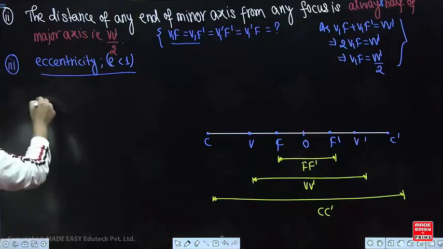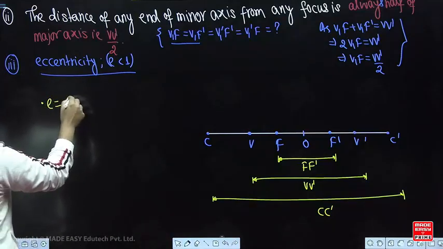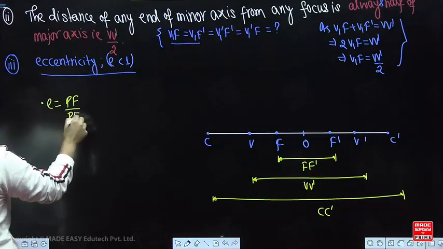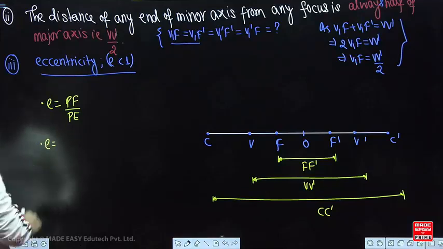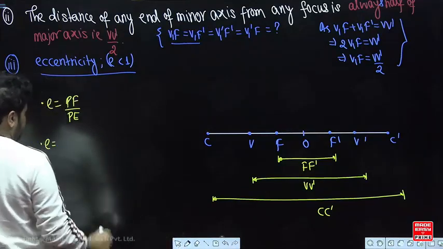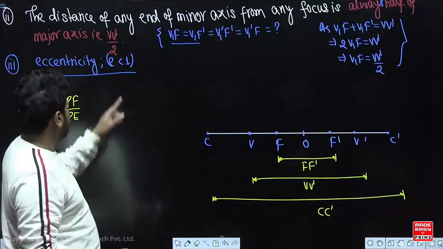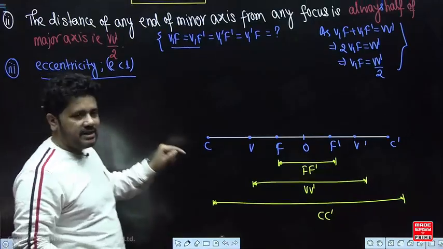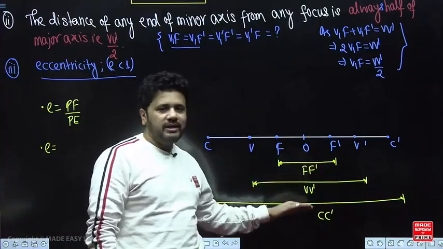So how have we found eccentricity? We know that one formula for eccentricity was PF upon P. Another way to form eccentricity is what? Right. So how have we found eccentricity? Now we know that eccentricity for an ellipse is less than 1. So how are we going to find this less than 1?